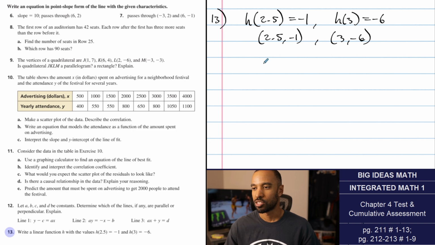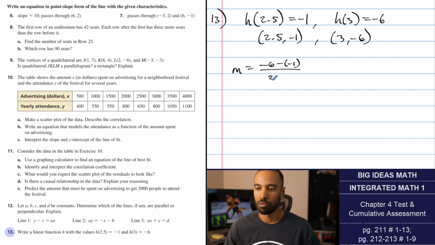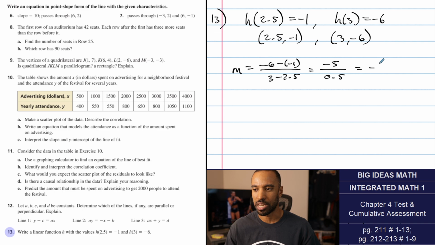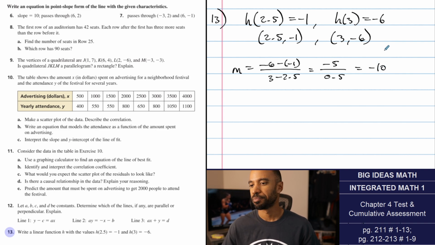So let's see here. I got a slope of y2 minus y1 over x2 minus x1. On the bottom, that's 0.5. The top, what's that, negative 5? That's times 2, so that's negative 10. So I got a slope of negative 10.